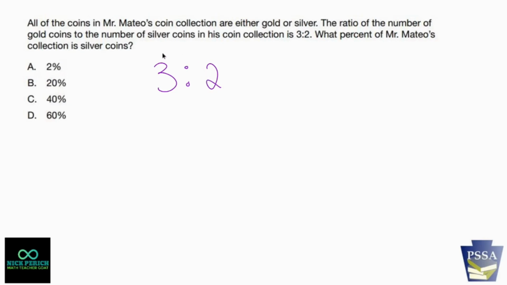Now, 3 to 2 means the 3 is gold because it says gold to silver. So 3 gold to 2 silver. Now, what percent of Mr. Mateo's collection is silver coins? Well, if the ratio is 3 to 2, that means we have a total of 5, because 3 gold plus 2 silver is 5 total. We want the silver, that's going to be 2 to 5.